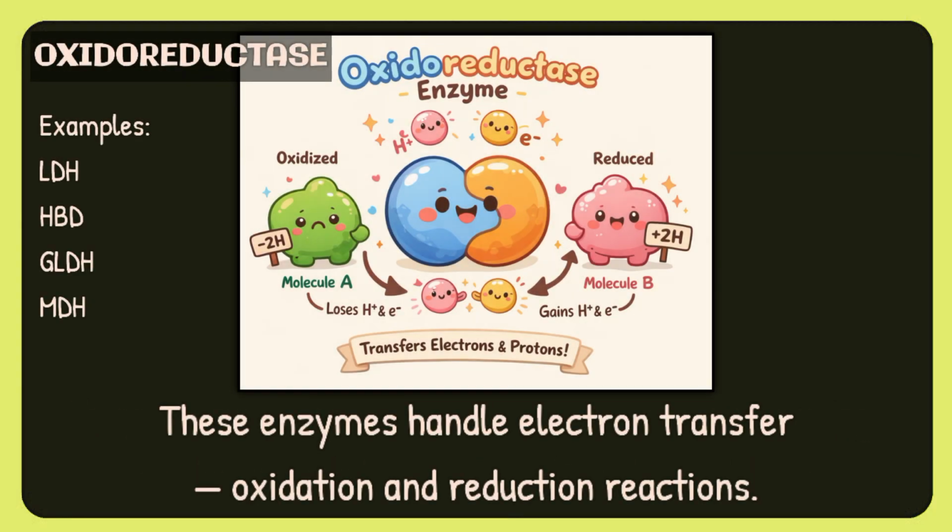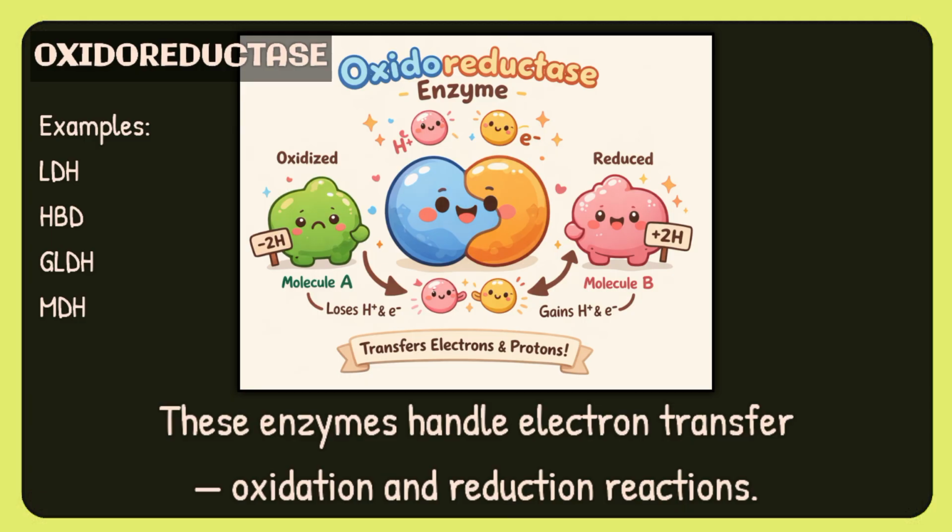Oxidoreductases are enzymes that catalyze electron transfer reactions, also known as oxidation-reduction reactions. Examples include lactate dehydrogenase, hydroxybutyrate dehydrogenase, glutamate dehydrogenase, and malate dehydrogenase. Because these enzymes are mostly inside cells, their serum levels rise when cells are damaged, such as during a heart attack or liver injury.